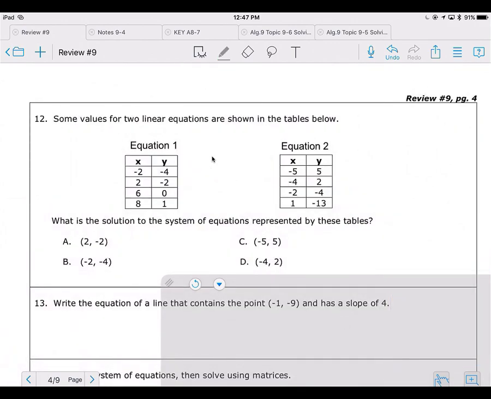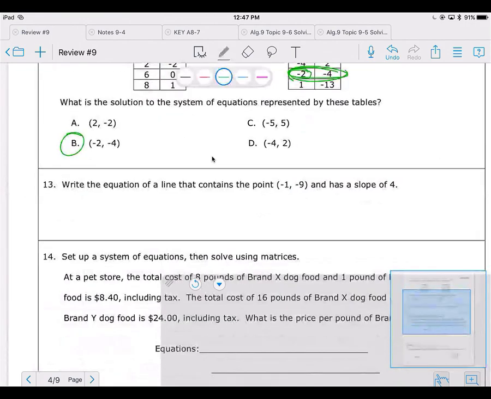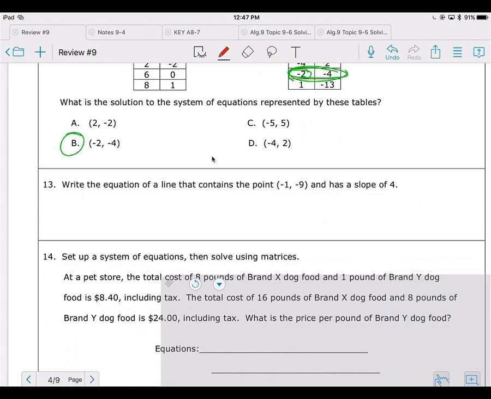Problem 12, we have some values for two linear equations shown in tables. They ask for the solution to the system. Remember, when you are looking in a graph, you are looking for where your x's and y's are exactly the same in both tables. So if I start with equation 1, when x is -2, y is -4, I have a -2 here, and I have a -4 here. So that is my solution because it is the point where they are exactly the same in both tables.